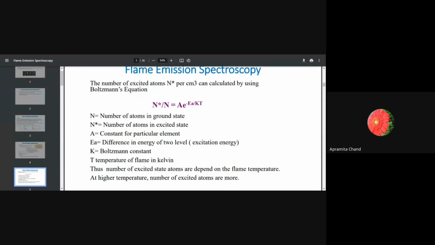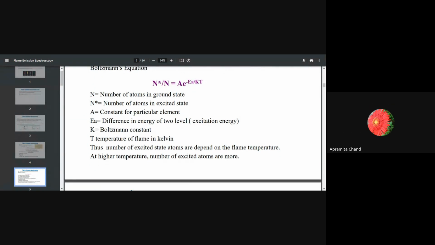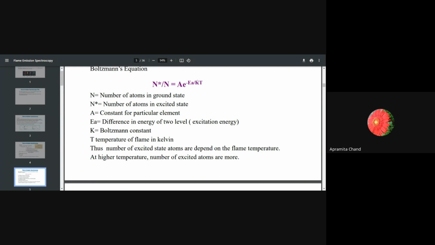Now here is the Boltzmann equation. This is a very common method of seeing what population of atoms are present in the excited state relative to the ground state. If n is the number of atoms in the ground state and n star is there in the excited state, and we can take A as any constant, sometimes a constant is also ignored, then E will be the difference in energy of the two levels, that is the excitation energy, while k will be the Boltzmann constant and T will be the temperature of the flame in kelvins. At higher temperature, the number of excited atoms is also more. So the number of excited state atoms also depends on the flame temperature, that is T.